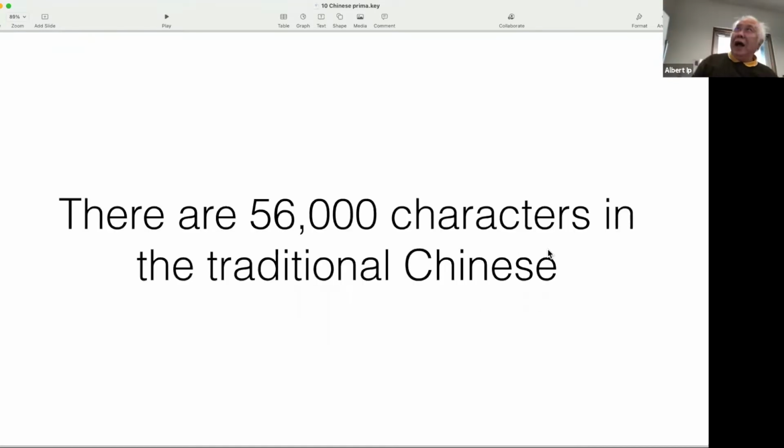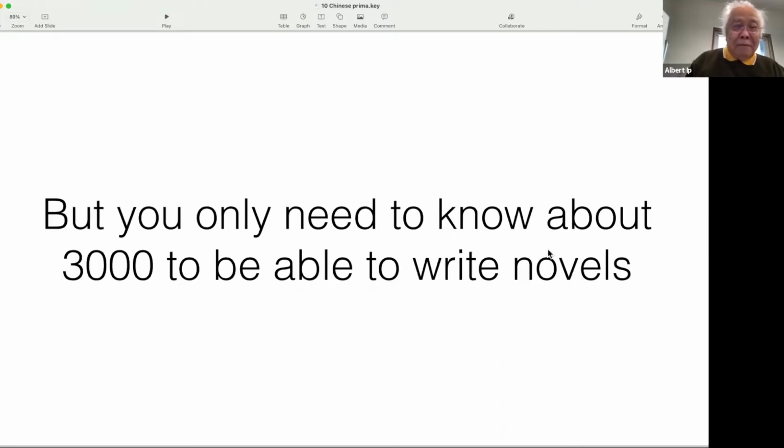Okay. Now, how many Chinese characters are there? Not much. Only 56,000. But now I'm talking about traditional Chinese, okay? But you only need 3,000 to be able to write novels. Hey, that is a large difference, right?